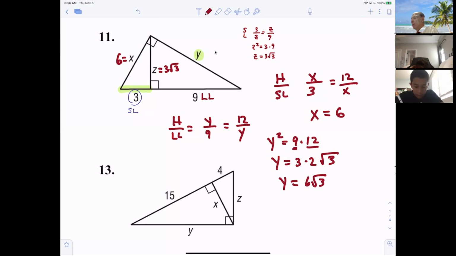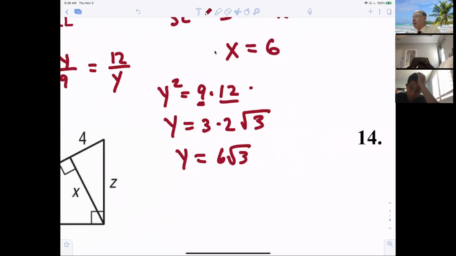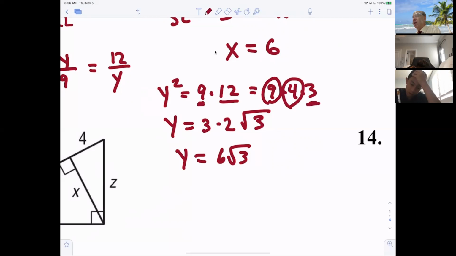Yes, ma'am, go. Okay, so in your head, here's what you should be saying. 9 times 4 times 3. And the square root of 9 is 3, the square root of 4 is 2, and 3 is left behind. Does that make sense now? All right, we're just multiplying. Okay, yes, sir.